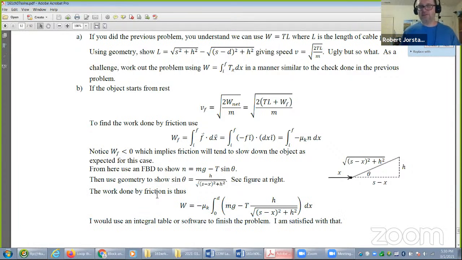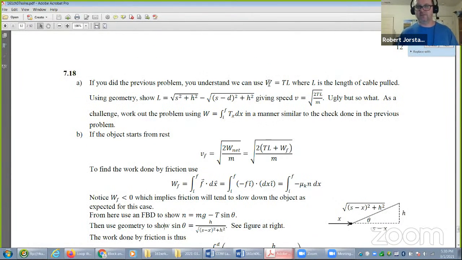So at this point, you could actually do these problems. However, there's a shortcut where you could just use the work energy theorem, right? You say the work energy theorem is tension times the length of cable pulled. You could use some math to do this. And yeah, this beats doing integrals. All right, so I'm going to leave it at that.